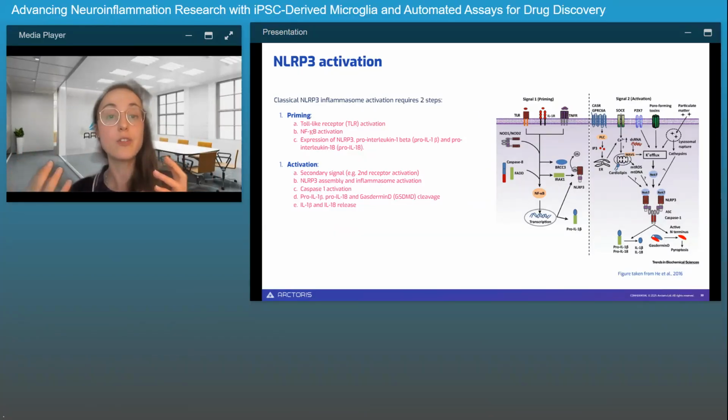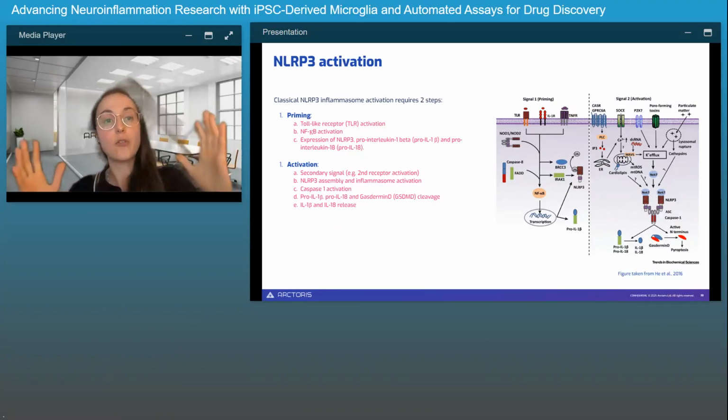And then we need a second signal, which is called the activation, which can happen through activation of a range of different receptors with different molecules. And this leads to formation of the inflammasome complex in the cytoplasm, activation of caspase-1, and this caspase-1 protein then cleaves the interleukin-1 beta and interleukin-18 precursors, and also gasdermin-D, which then forms a pore in the cell membrane that causes the release of the cytokines.